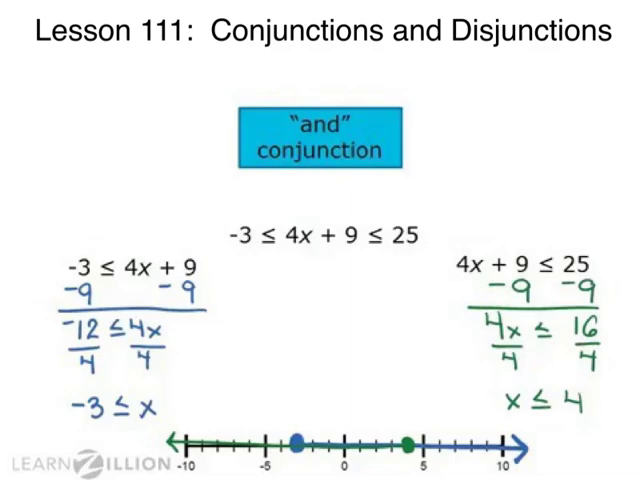This is Lesson 111 in Saxon's Algebra 1, 3rd edition. This lesson is on conjunctions and disjunctions.